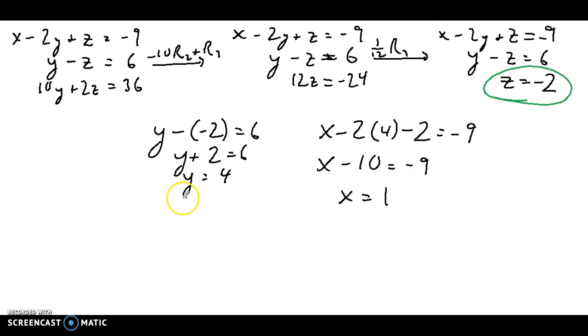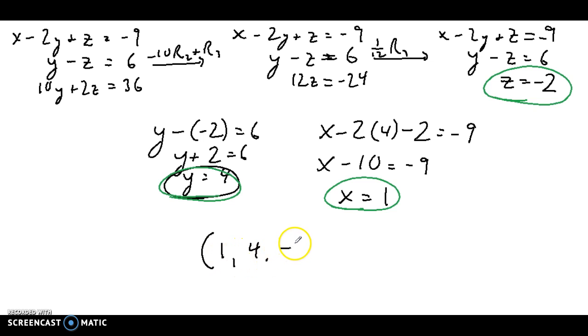So we've got, whoops, that was supposed to go green, sorry. x is 1, y is 4, and z is negative 2. And since the solution to a system of linear equations in 3 variables is an ordered triple, we write it as (1, 4, -2).